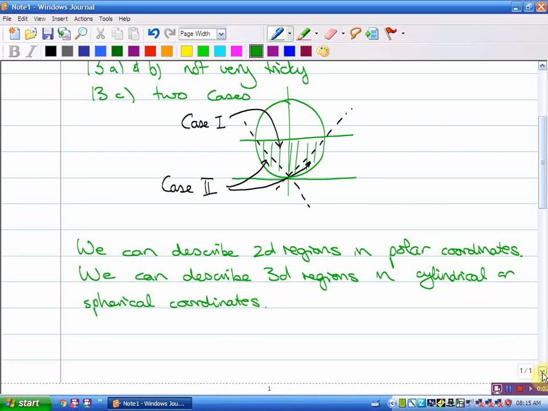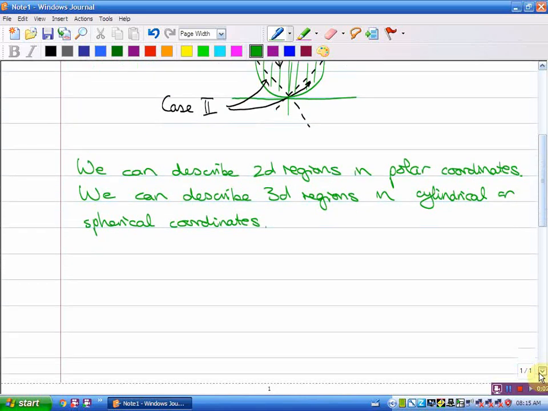One of the skills that you will slowly develop in this course is to have a region described to you, generally in words. It's like the region inside the hemisphere and outside the cone, or in the first octant or whatever. And to be able to look at that region and go, this region would be best described using whatever coordinate system, whether it's rectangular or cylindrical or spherical. You will develop the skill of being able to tell from its shape and from the equations of the surfaces that describe it what the best coordinate system is to describe it.